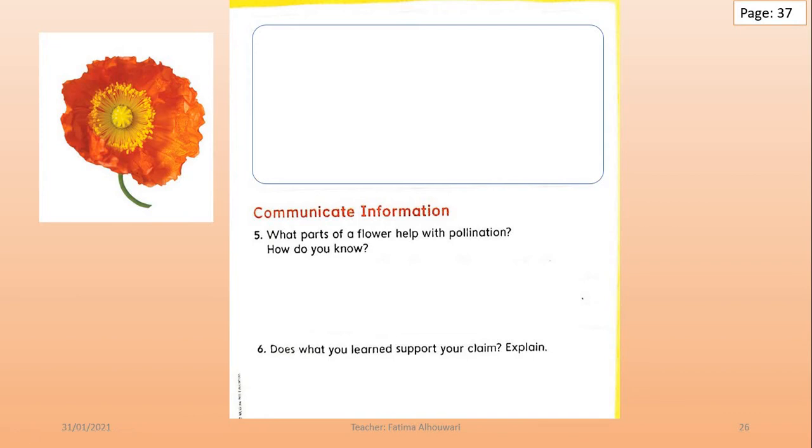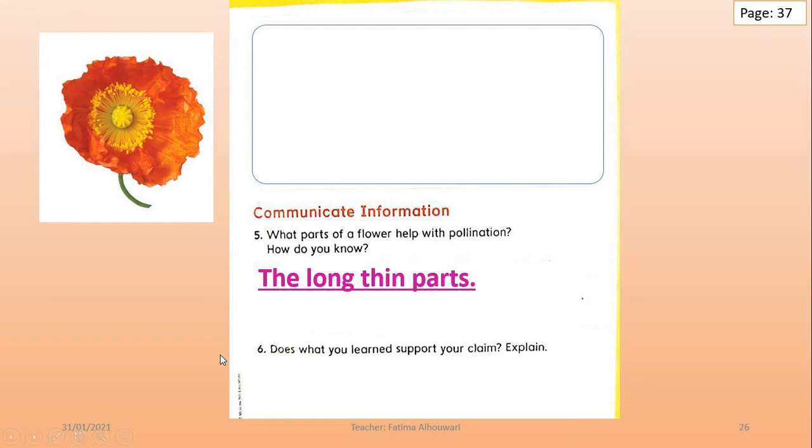Look at this flower. What do you think? What parts of a flower help with pollination? What do you think in grade 2? We have many parts in the flower. So, what parts of this flower help with pollination? And how do you know that? Think about it and write your answer. For me, I think the long thin parts are the parts that help with pollination. This one with yellow color.